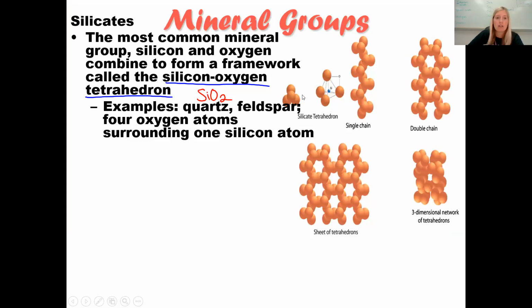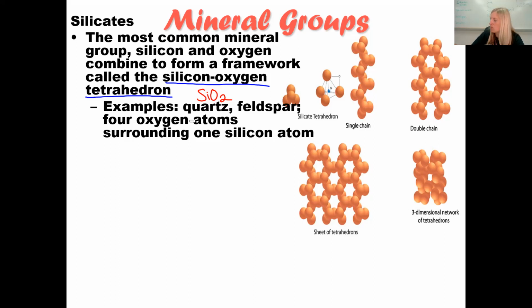So our silicates, as we know, are based on silicon and oxygen, and they're based on 1 silicon, 4 oxygens. We call that a tetrahedron, since tetra means 4. So I can see in my picture here that I've got 1 silicon in the middle surrounded by 4 oxygens. That's the basic building block, or the unit, of a silicate. Sometimes I've got them individually, they can form a single chain, a double chain, sheets, three-dimensional networks. So that's why we have so many different types of silicates.